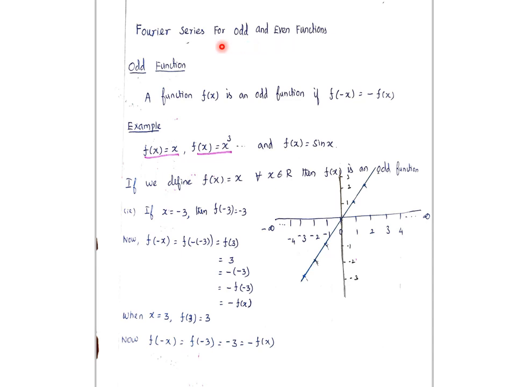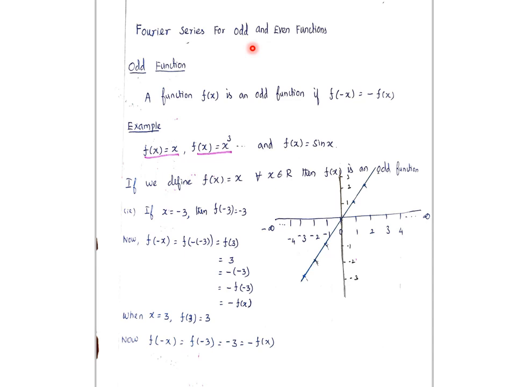Before studying Fourier series for odd and even functions, we should know first what is an odd function and what is an even function. If you are able to find whether a given function is an odd function or an even function, then expressing the given function in terms of Fourier series is very simple.